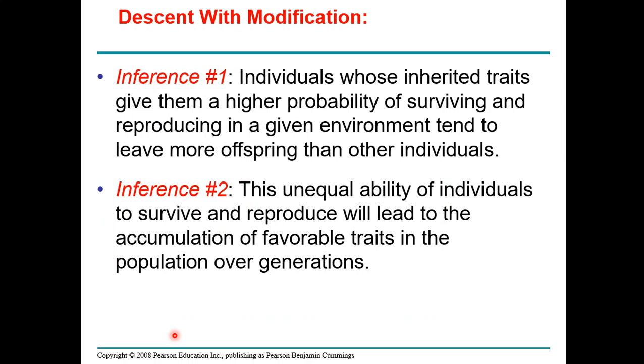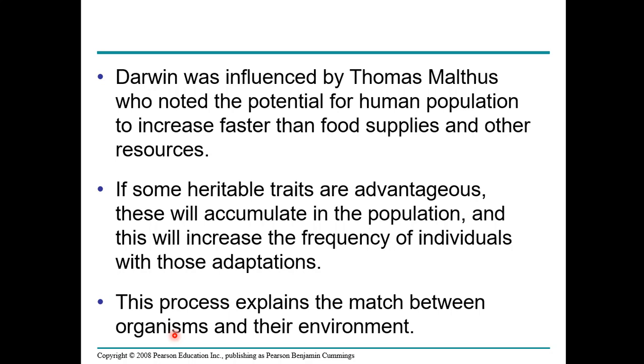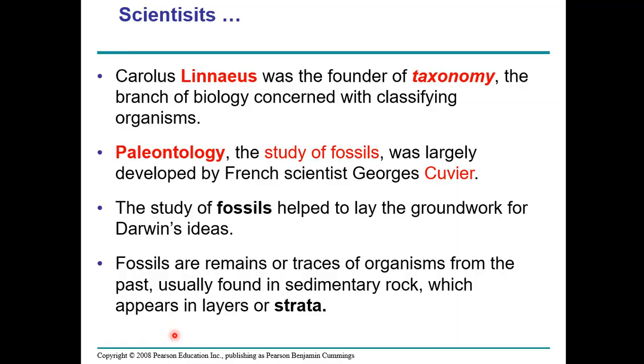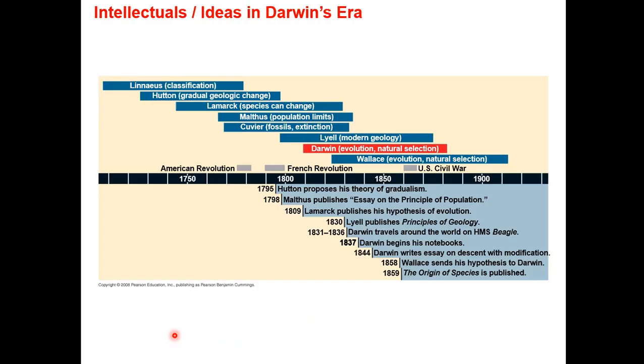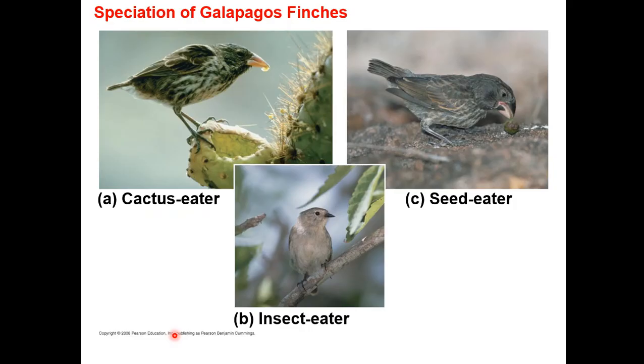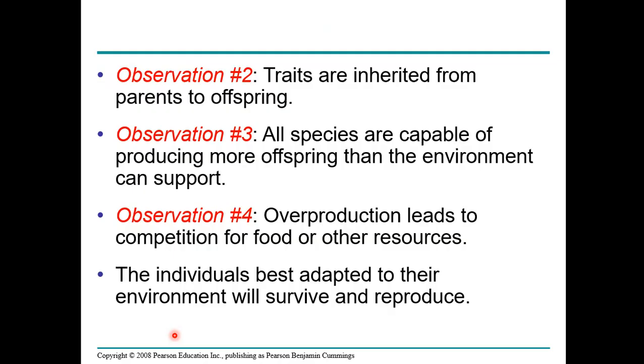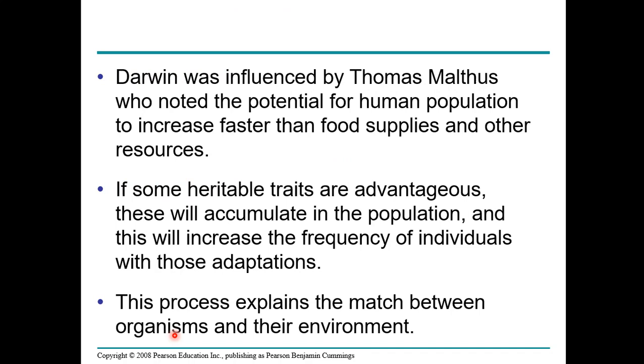Okay, so Darwin was influenced by Thomas Malthus, who noted the potential for human population to increase faster than food supplies and other resources. Ano nga yung gawa ni Malthus? Balikan natin. Malthus, essay on the principle of population. So, ito na yung sabi kong, a population can create numbers of population more than an environment can support.